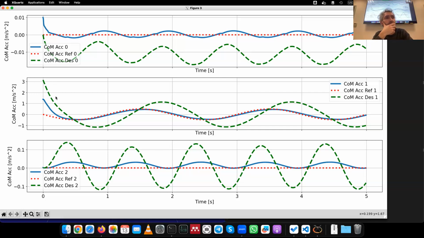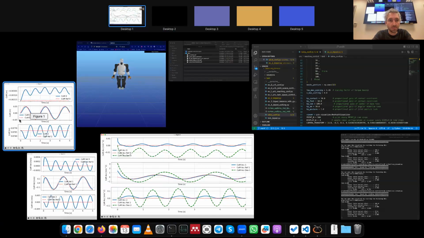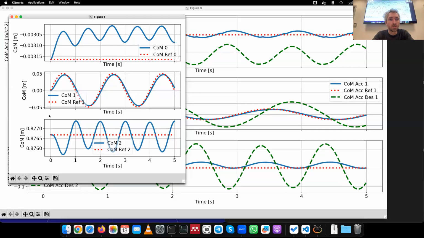Can you go back to the plots for the tracking of the position? One second. I think it's this one. Because it looks like there is kind of a delay in the tracking of the second component with respect to the previous case. I think we had this delay even before.